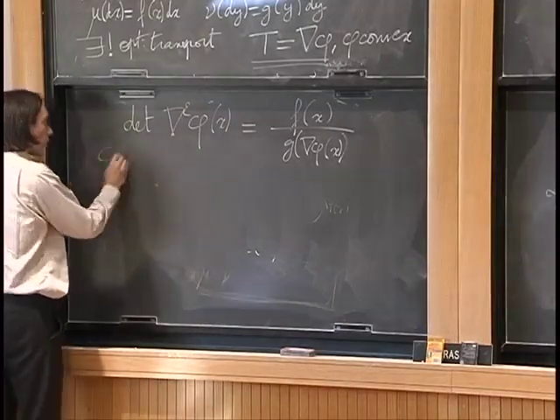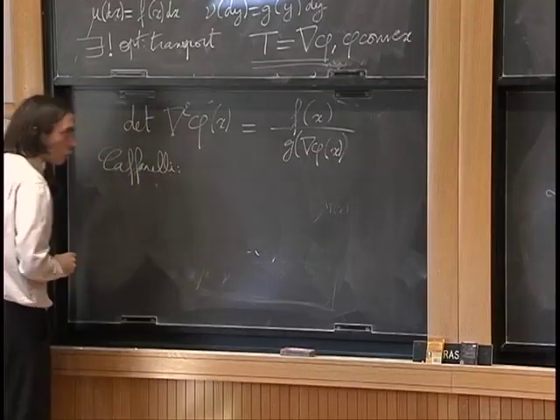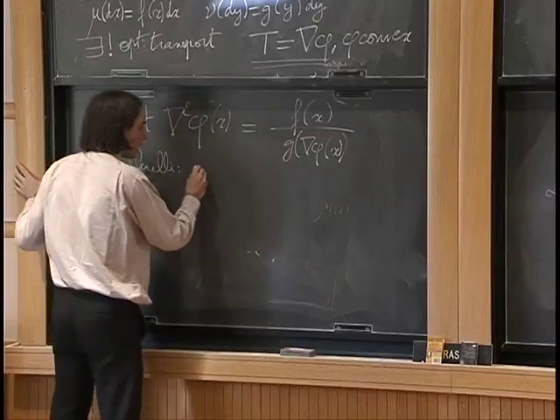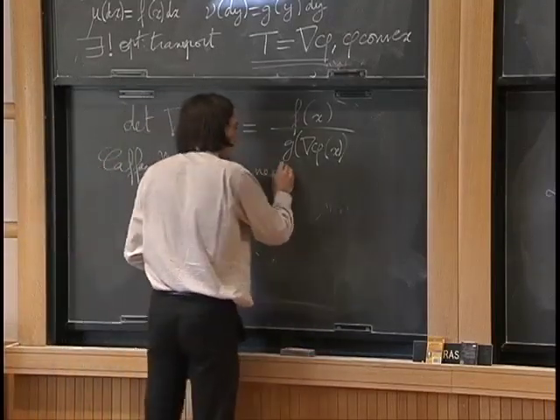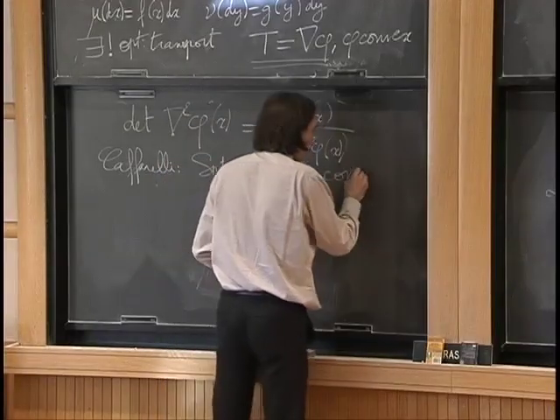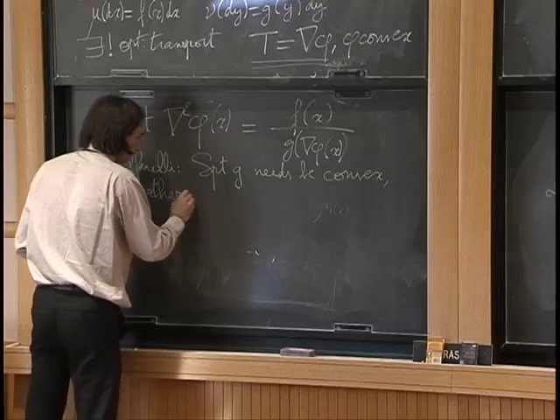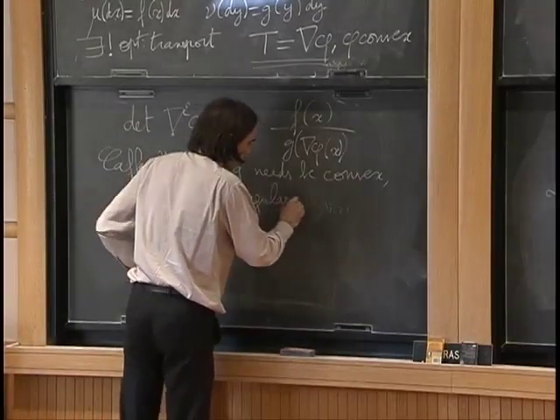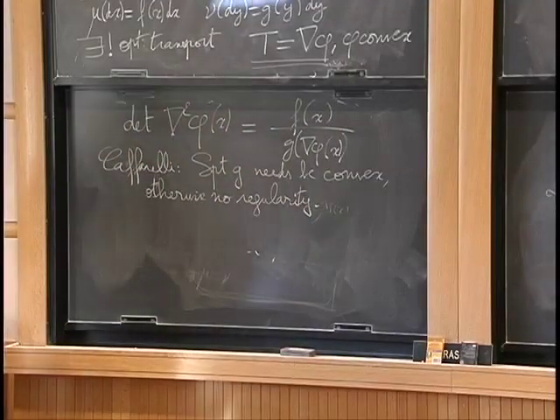Or maybe some nasty things happen depending on the support of g. Okay. So it was identified by Luis Caffarelli that there is an obstruction for regularity, which is the convexity of the support of g. The support of g needs to be convex. Otherwise, no regularity theory. No regularity. Let's explain why.